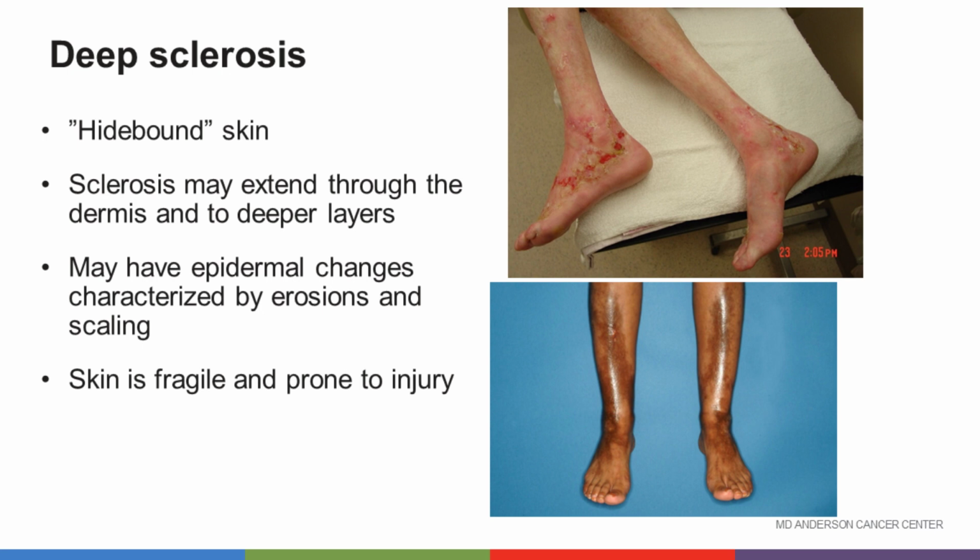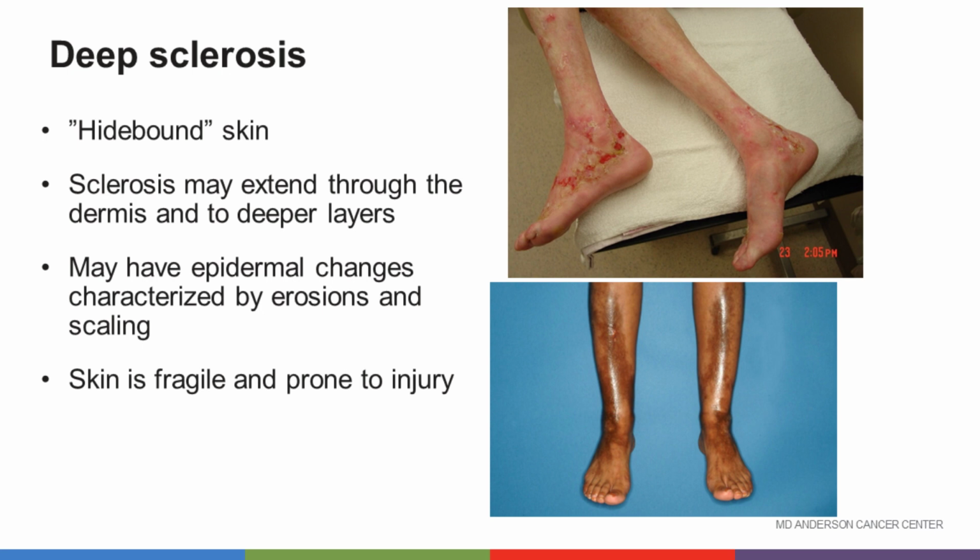Now, this sclerosis can actually go deeper. And when it goes deeper, you no longer can take the skin and move it. It's fixed down to the underlying structure, and we call that hide-bound skin. When you have this hide-bound skin, the sclerosis can extend all throughout the dermis to the deeper layers. And you sometimes get overlying epidermal changes, and those changes may be pigment changes. And if you look at the legs at the bottom, the skin is shiny, the skin is dark. That's overlying epidermal changes, overlying a deeper sclerosis.